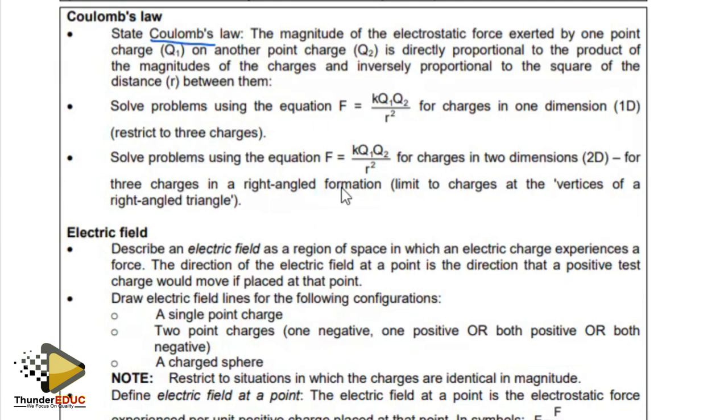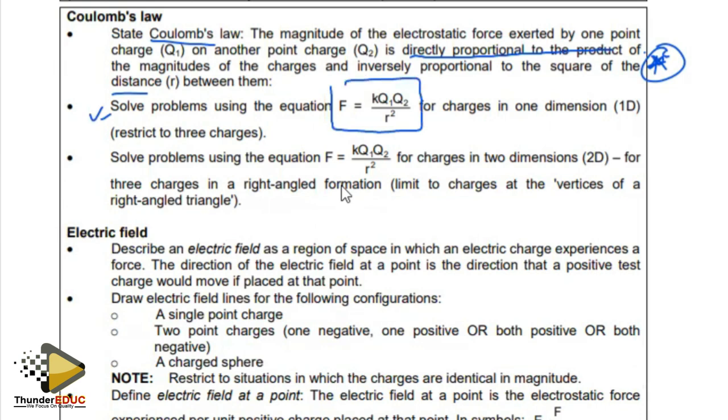That the magnitude of electrostatic force exerted by one point charge to another is directly proportional to the product of the magnitudes of the charges and inversely proportional to the square. So this and Newton's law of universal gravitation are just the same things. But as long as you get to know one, just change that side from masses and then bring charges here. The rest is history. Then 2, you need to solve problems using this formula.